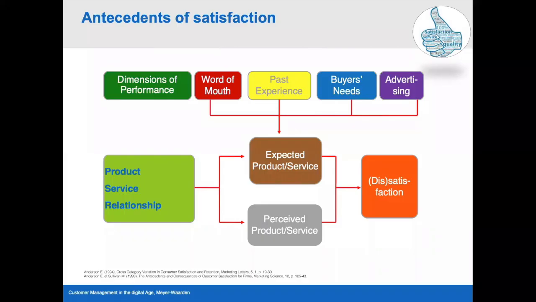What are the antecedents of satisfaction? The antecedents are based on communication, so word of mouth communication, that is communication done by other customers, but also on companies' advertising, past experiences, and also the buyer's needs. So again, we can see in this framework that customers expect a given level of product, service, or relationship performance, and they perceive the real performance of the product, service, or relationship. And the difference between both brings either a positive disconfirmation, which is called satisfaction, or a negative disconfirmation, which is called dissatisfaction. And you can see that the expectations customers have depend on these four variables.